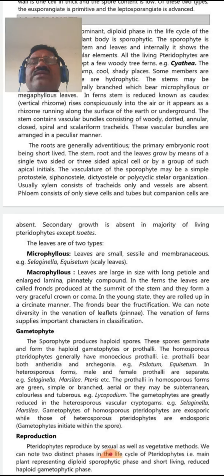Usually, xylem consists of tracheids only and vessels are absent. Phloem consists of only sieve cells and companion cells are absent. Secondary growth is absent in majority of the living pteridophytes except Isoetes.